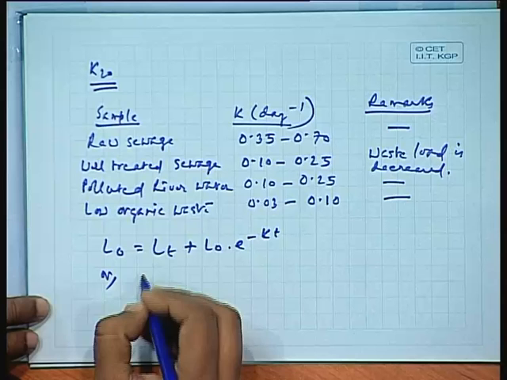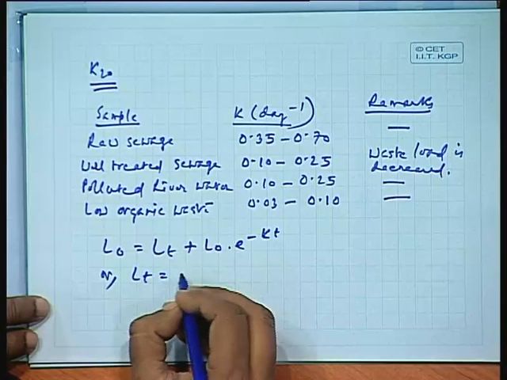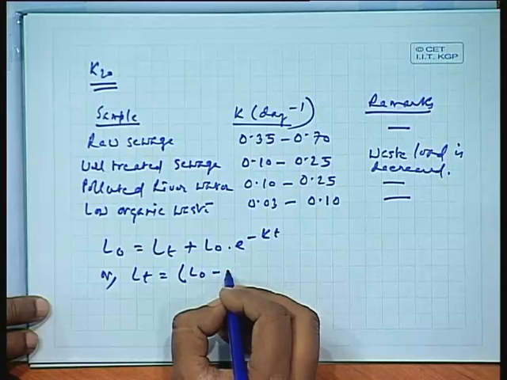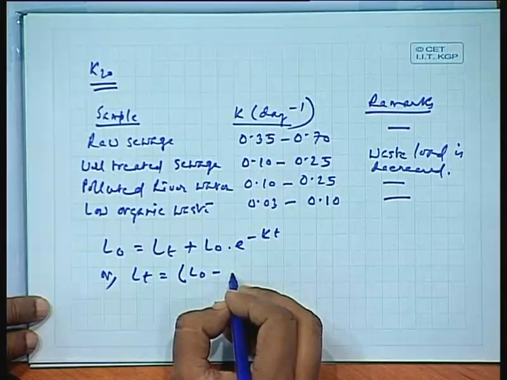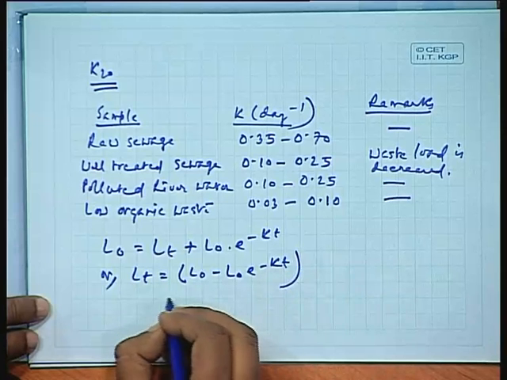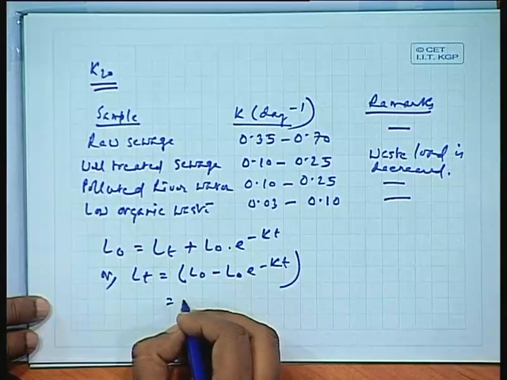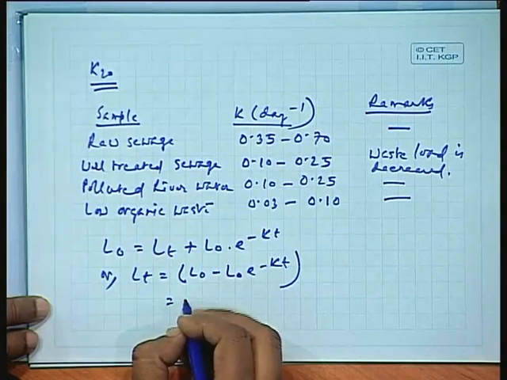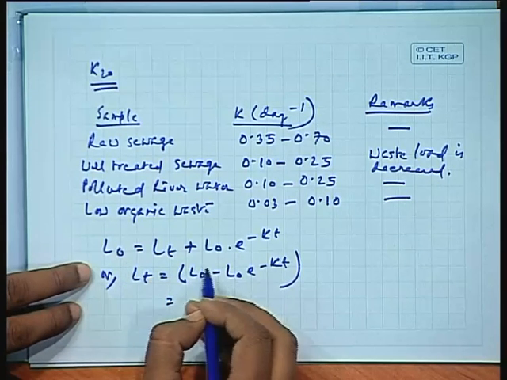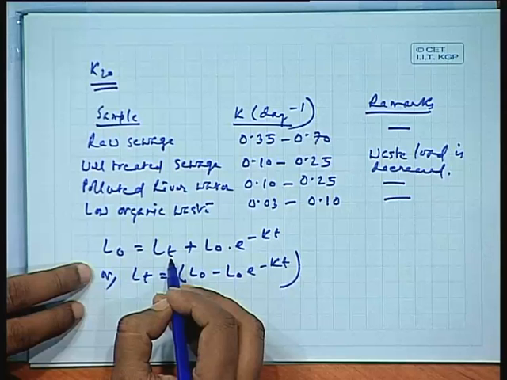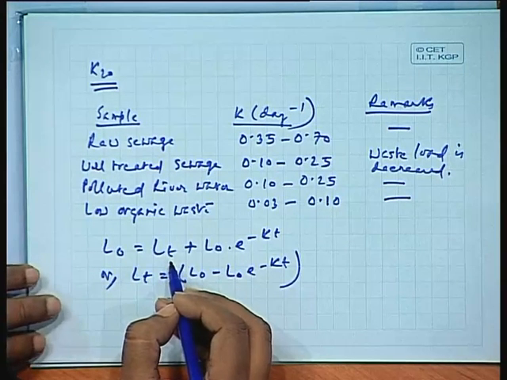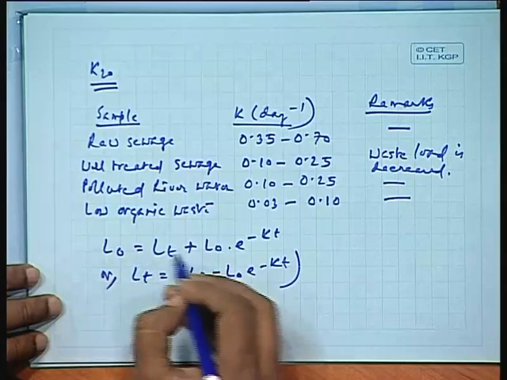So here we would find out LT. Just to recapitulate what we have learned, L0 e to the power minus kt, and that is how we found out. Just 1 minute. L0, LT, it should be like this only. What I want, LT is equal to... this is wrong.